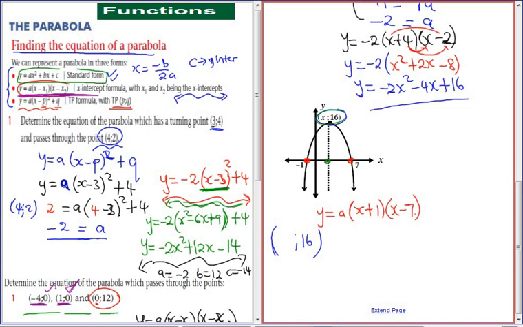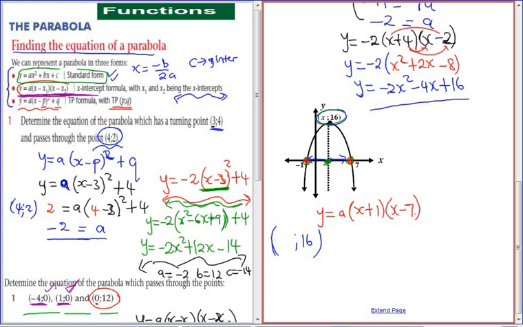The x value here is exactly in the middle of these two x-intercepts. So the distance from this point to that point, and from here to there, is exactly the same. We say that it's equidistant. So it's the midpoint of those two.